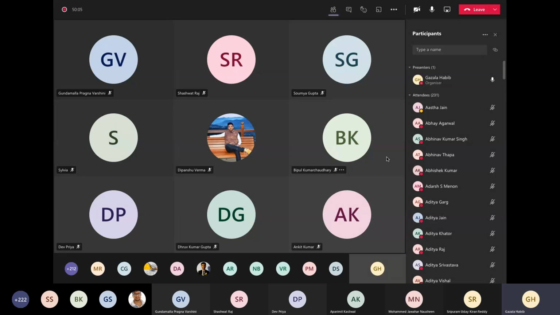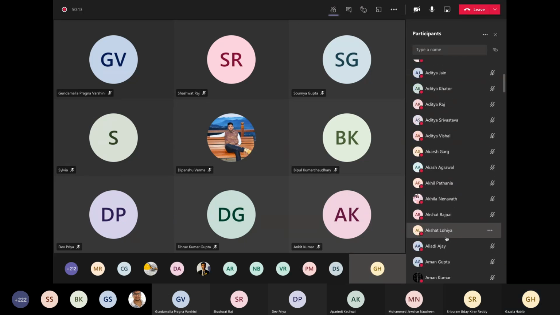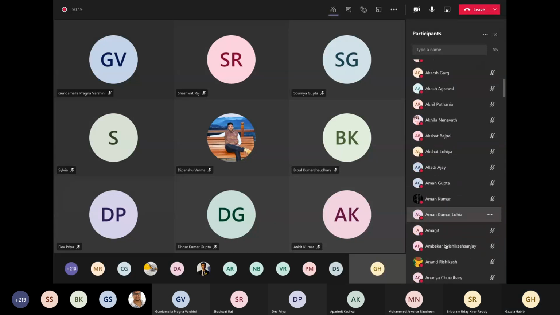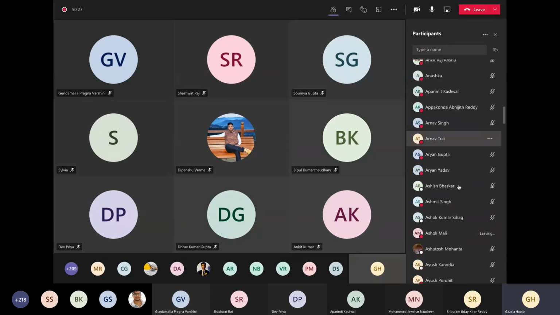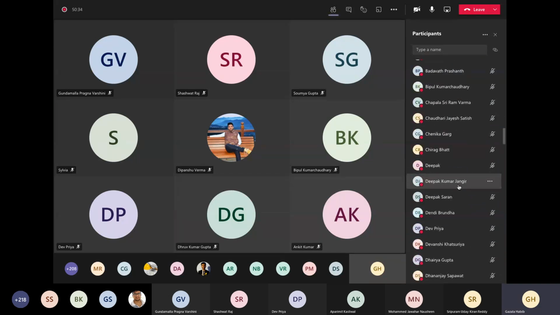Is there any question? So let me just see. Aditya Raj. Yes, ma'am. So you are here. Akash Lohia. Aladi Ajay. Aman Gupta. Okay. Is there any question? Ayush Purohit. Yes, ma'am.